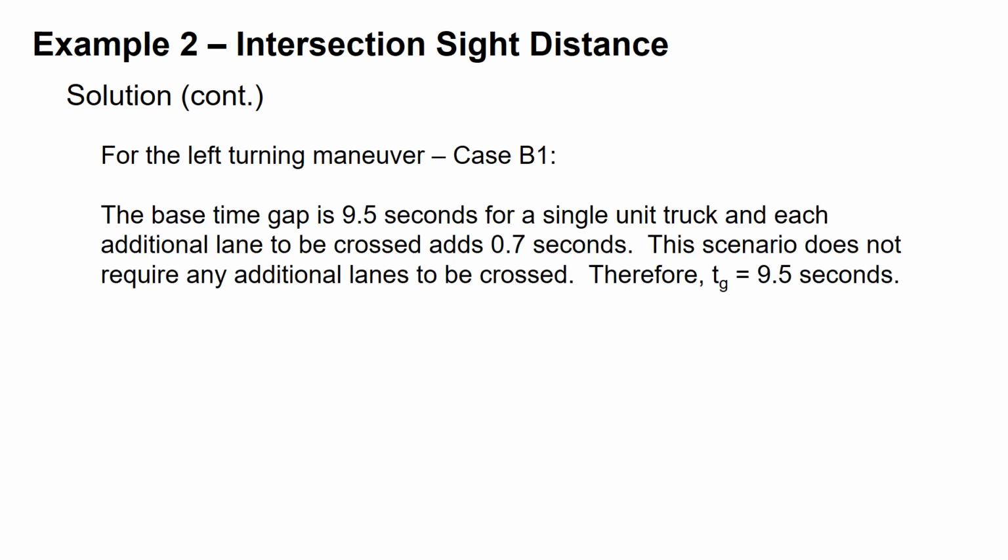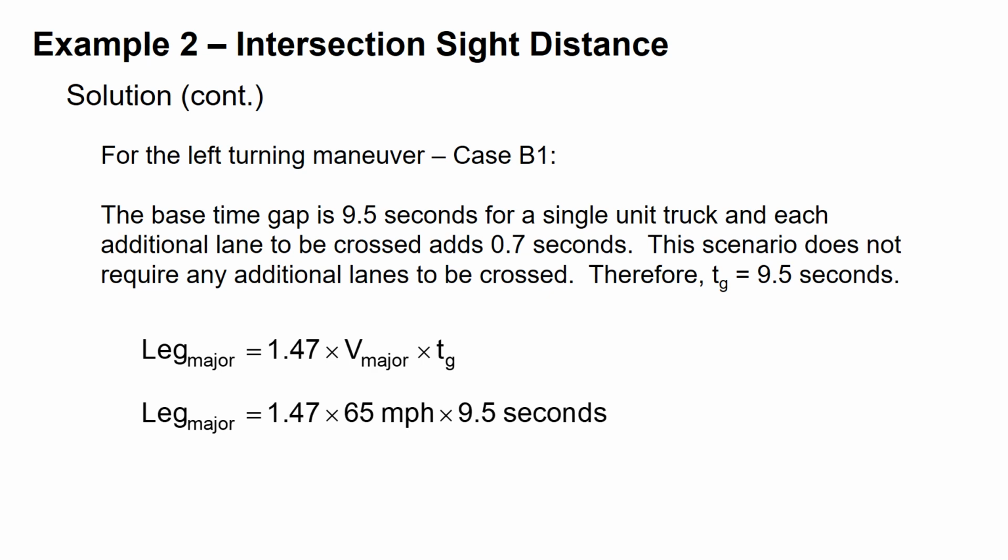Now for the left turning maneuver, this is case B1. The base time gap is 9.5 seconds for our single unit truck, and each additional lane to be crossed adds 0.7 seconds. We don't need any extra lanes to be crossed because we're already in the median. We're going to accept that first lane, so our time gap is 9.5 seconds. So calculating what the actual length will be, 1.47 times 65 miles per hour times 9.5 seconds gives us a length of 907 feet.